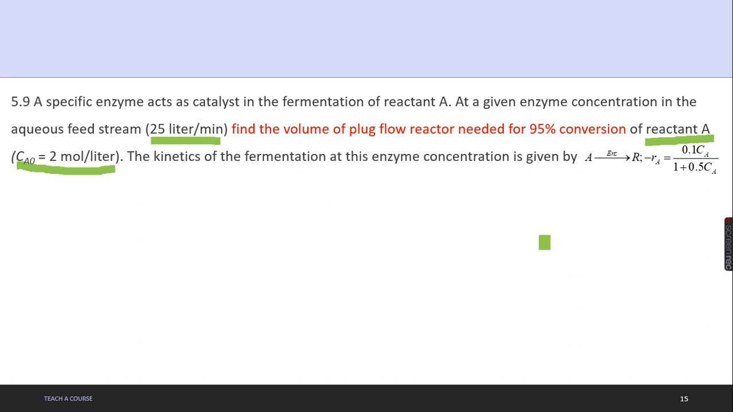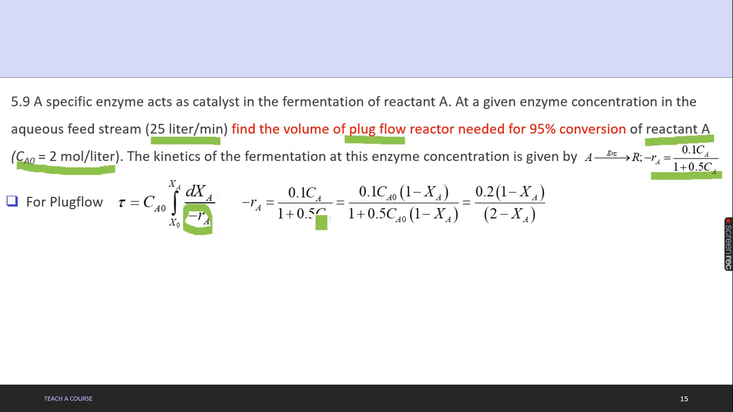Before we solve, we already know the performance equation for a plug flow reactor. We will always be using the same equation, so nothing new to tell here. For plug flow, tau equals Ca0 times the integral from 0 to Xa of dXa by minus Ra. Here minus Ra is the rate expression, which you already know, but it is in terms of Ca. We have to change it in terms of Xa because the integration is in Xa. That is one of the big activities here.